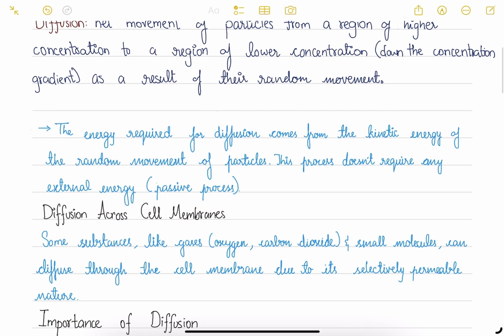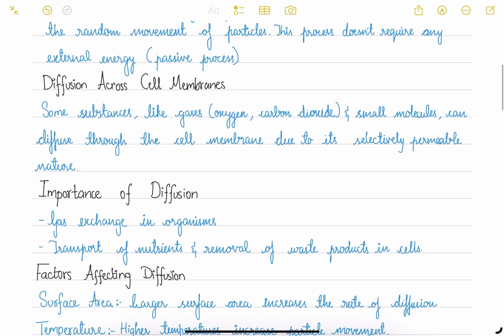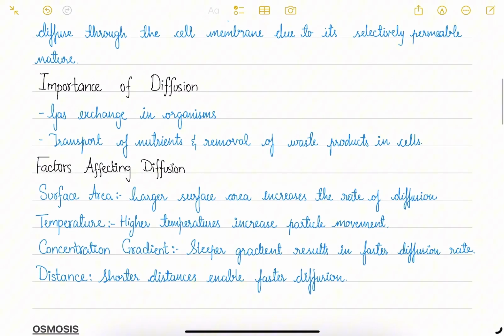So, now what affects the rate of diffusion? There are four key factors: surface area, temperature, concentration gradient, and distance. Larger surface area, faster diffusion. Temperature, the higher the temperature, the faster the particles move, so hence it increases the rate of diffusion. Concentration gradient, the steeper the gradient, the faster the diffusion. And shorter distances do speed things up, right?